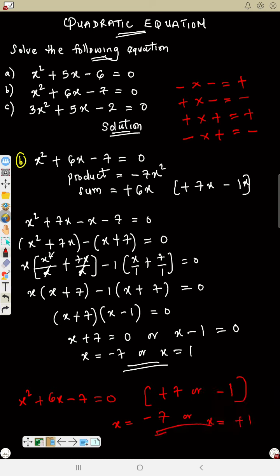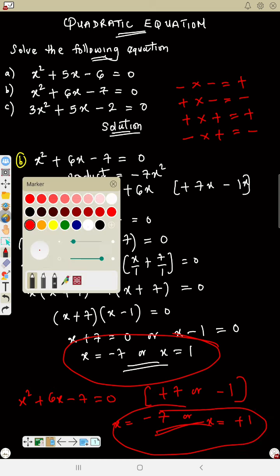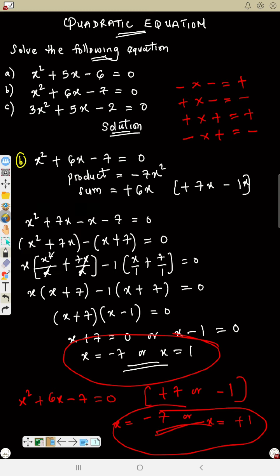So if you compare with this, s is minus 7 or 1. So that is the short method. Compare, so the answers are the same. Now let's see the third one.